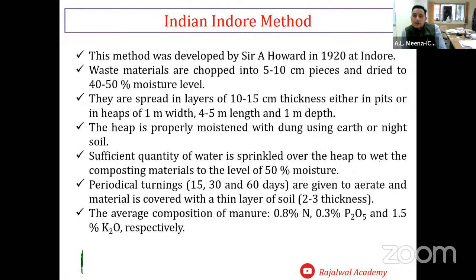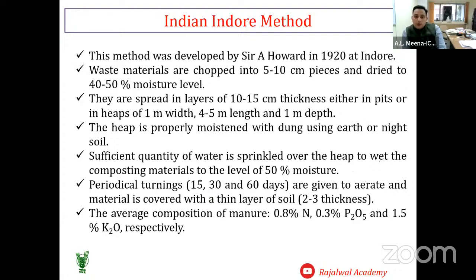Now coming to the Indian Indore method, this method was developed by Sir A.O. Howard in 1920 at Indore. Waste materials are chopped into 5 to 10 centimeter pieces and dried to 40 to 50% moisture level. Then they are spread in layers of 10 to 15 centimeter thickness, either in pits or in a heap of 1 meter width, 4 to 5 meter length, and 1 meter depth.